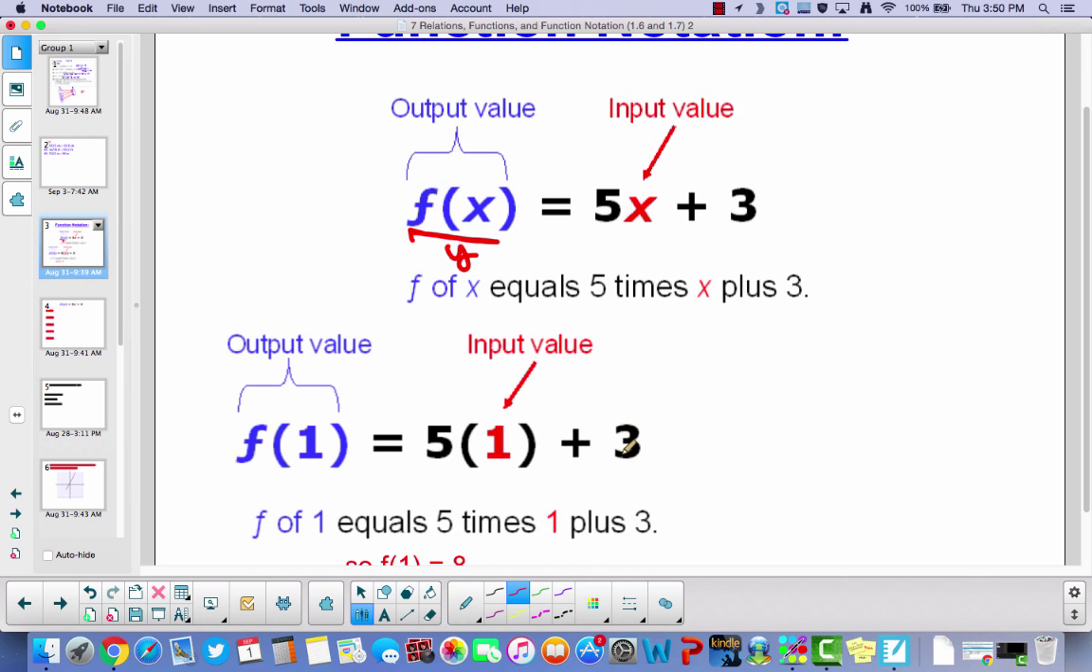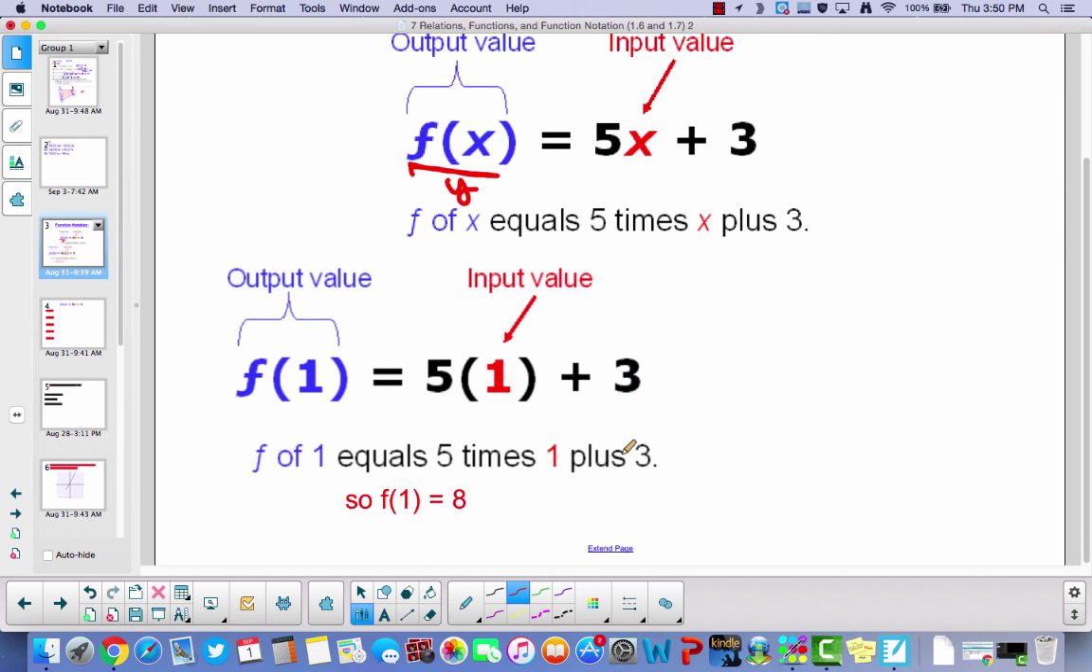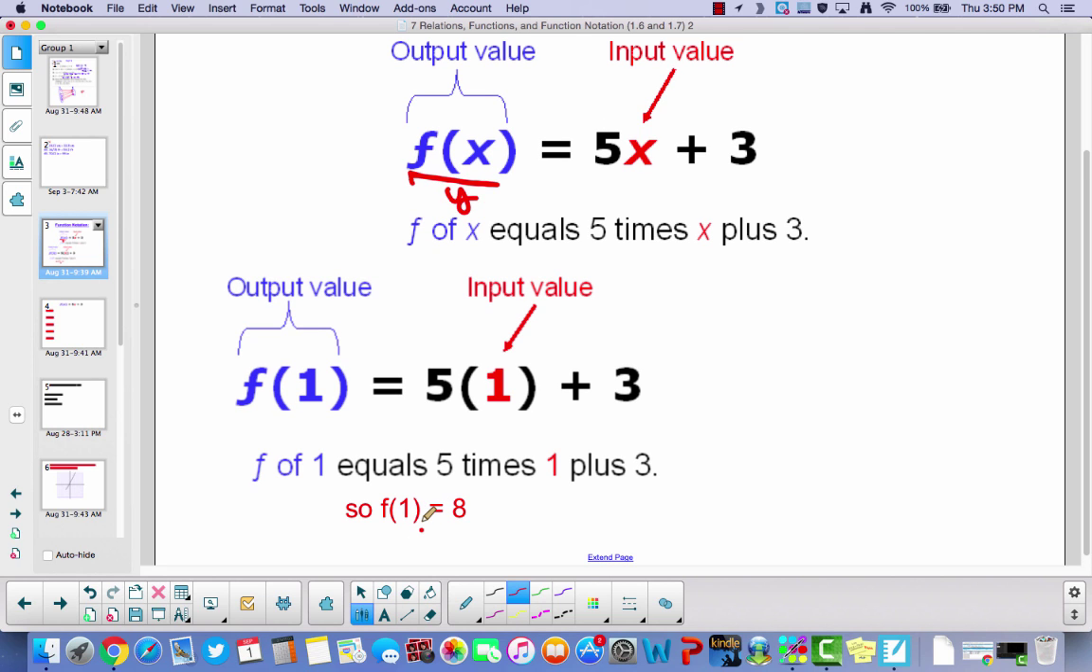If we have this example here, f of 1, then what it says is x is 1. So any place we see an x in our function, we put a 1 in, and we work it out. So in this case, 5 times 1 plus 3 equals 8. So f of 1 is equal to 8. You need to put this in your notes.